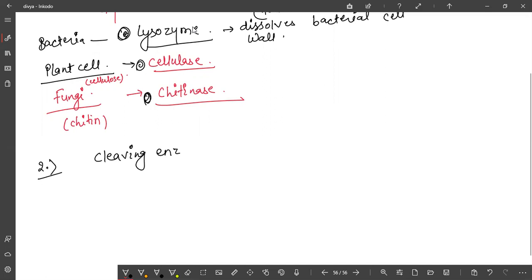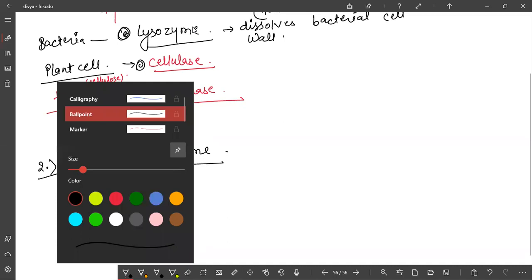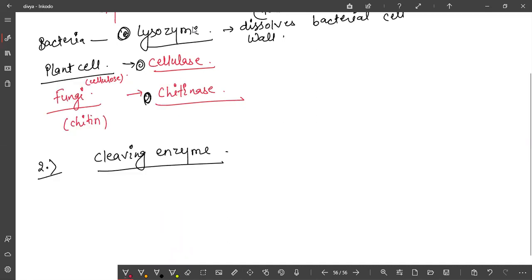Cleaving enzyme: the DNA is present in a thread-like structure, and you have to cut the DNA. One of the cleaving enzymes is restriction endonuclease. Generally, these enzymes are used to break DNA, or simply you can say break DNA molecules.